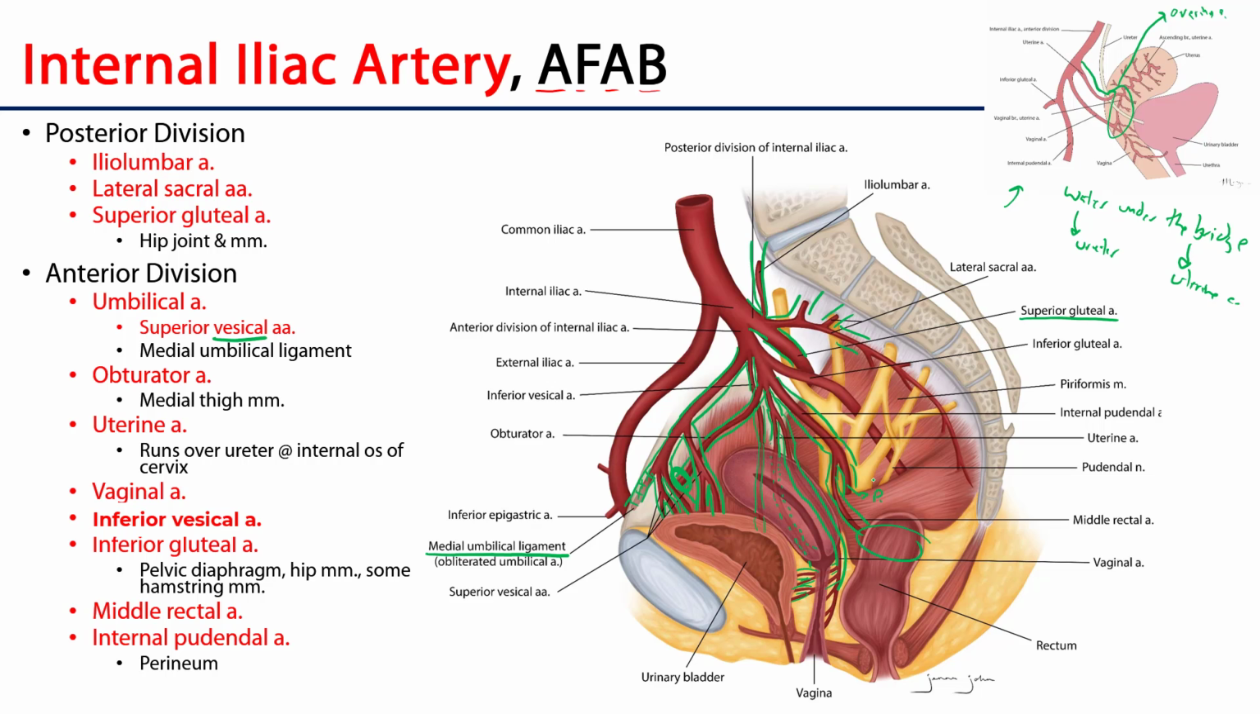And then another branch is the inferior gluteal artery. That inferior gluteal artery is also going to exit the pelvis to serve the hip joint and associated muscles with blood. Along the way, it will also supply the muscles of the pelvic diaphragm with blood, so levator ani as well as the coccygeus muscles, and it can even supply some of the proximal portions of the posterior thigh muscles, the hamstrings, with blood as well.